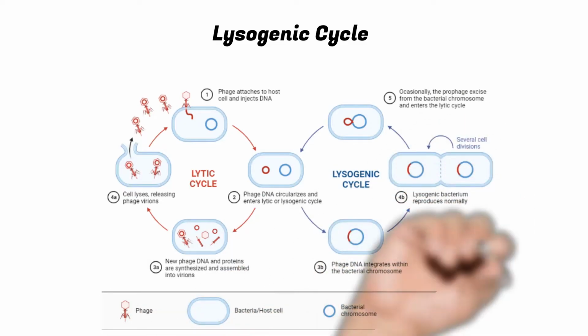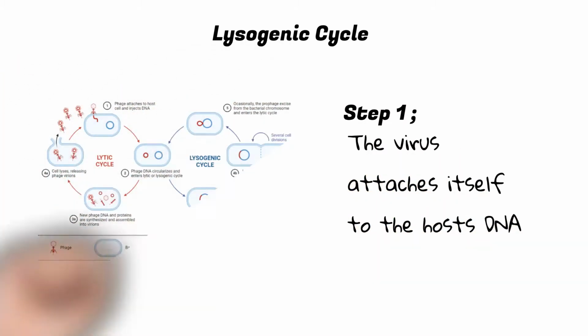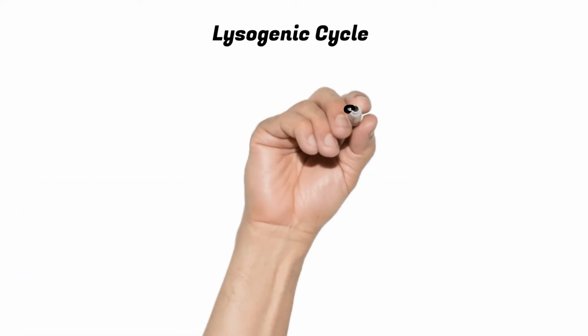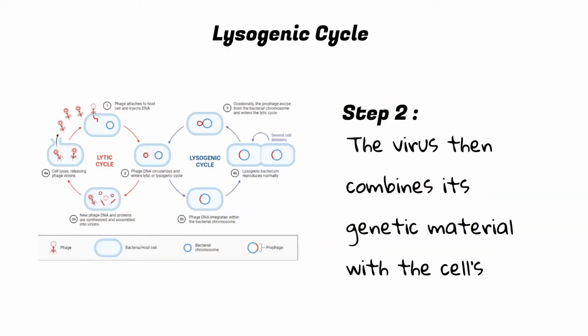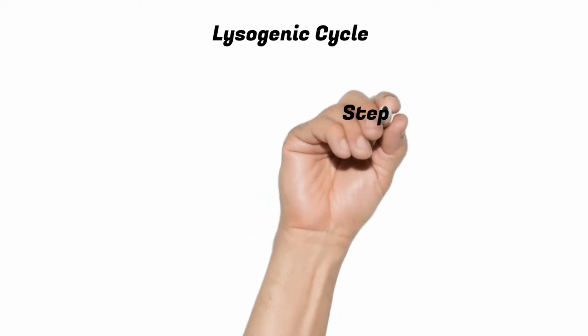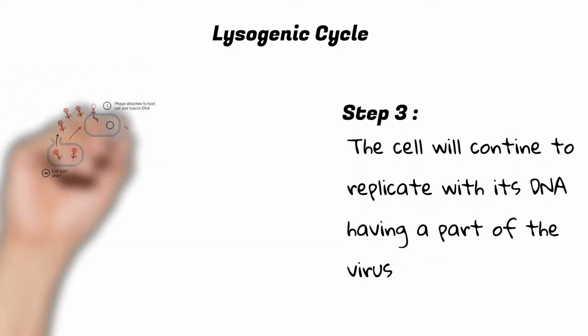Basically it has some steps and then it enters the lytic cycle. Step 1. The virus attaches itself to the host cell just like in the lytic cycle. Step 2. Here the virus combines its genetic material with the host's. Step 3. The virus's genetic material will continue to replicate along with the cells.